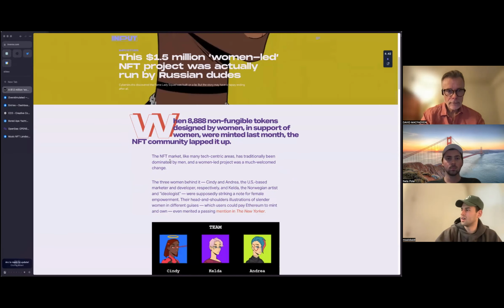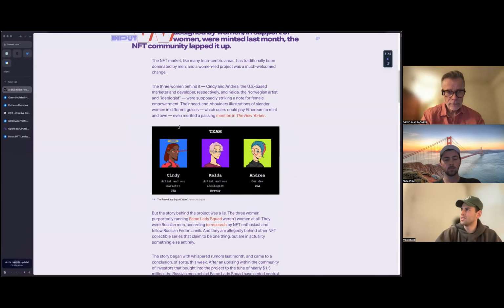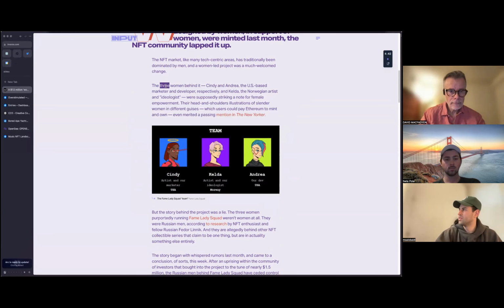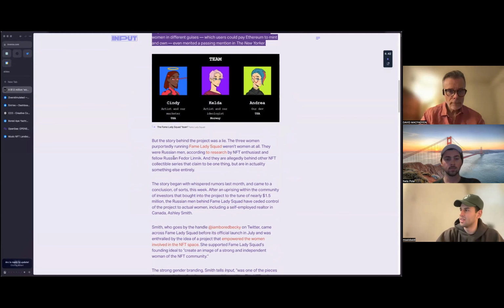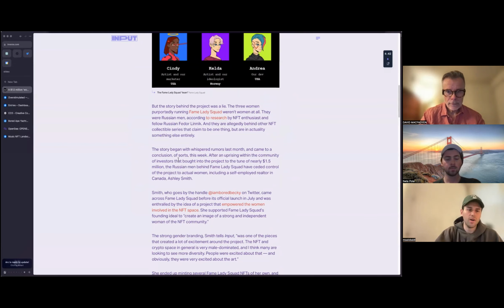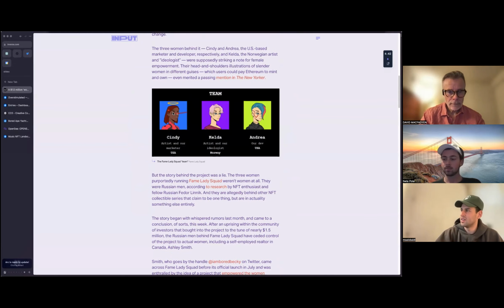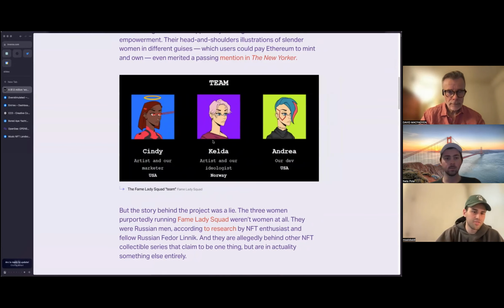So what this article is talking about is basically this project that's supposed to have 3 women behind it, and it's kind of like Bored Ape Yacht Club, but more so for empowering women, and that was the entire concept of it. And basically what happened was, as you see here, you have this team of 3 people that remain completely anonymous, right? And so what they did was they put out this project. They basically sold the promise of it to all these different people.